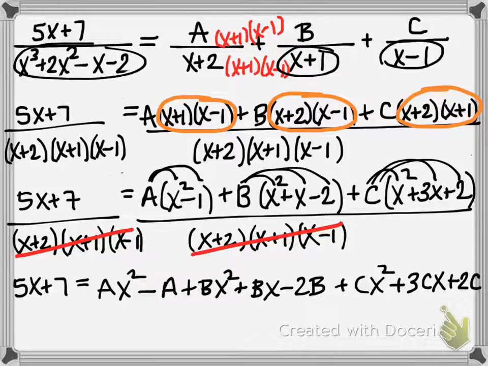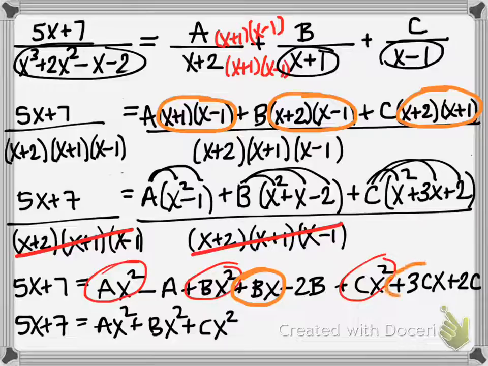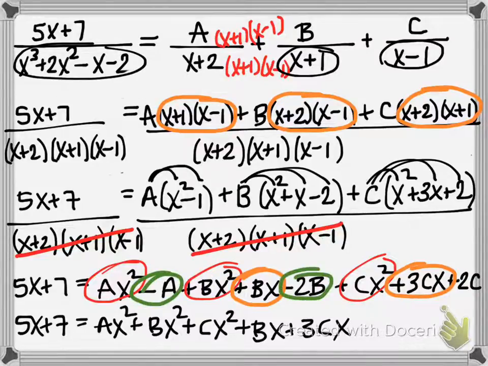Now we want to look at the left side and determine what will be equivalent on the left and on the right. So it's helpful to reorder the right-hand side. In other words, you'll notice that you have 3 terms that have an x squared. So let's go ahead and write those all together first. So we will have 5x plus 7 equals Ax squared plus Bx squared plus Cx squared. Next, we'll write all of our terms that contain an x. So we have a Bx and we have a 3Cx. So plus Bx plus 3Cx. And finally, we'll write all of our terms that represent constants. Negative A minus 2B plus 2C.